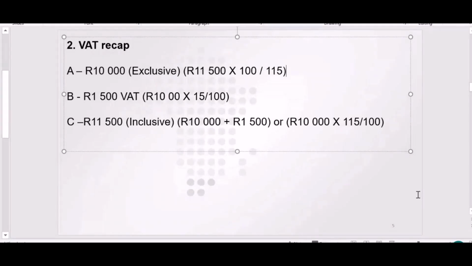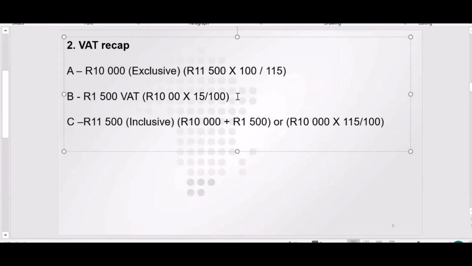I would divide the 11,500 by 115, and then I would multiply what I get by 15. But that's not true. If you multiply what you get by 15, will it give you the 10,000? No, it is going to give me the 1,500. That would be the VAT. And then you minus it from the 11,500. It gives you 10,000.